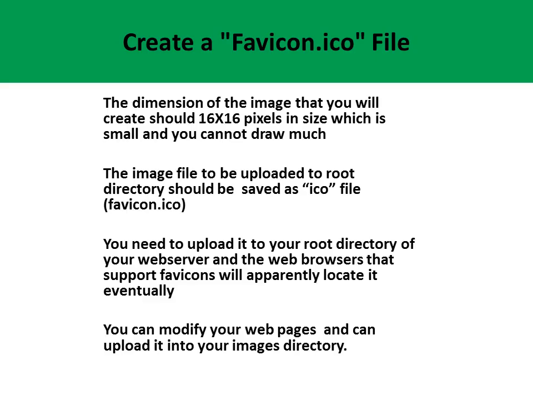Now, how to create a favicon.ico file. The dimension of the image that you will create should be 16 by 16 pixels in size, which is small, and you cannot draw much. The image file to be uploaded to the root directory should be saved as an ico file, that is favicon.ico. You need to upload it to the root directory of your web server, and the web browsers that support favicons will eventually locate it.